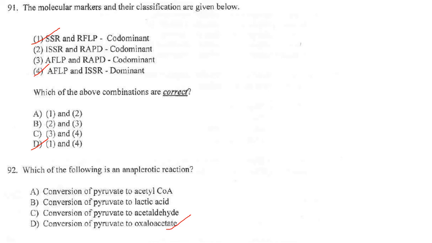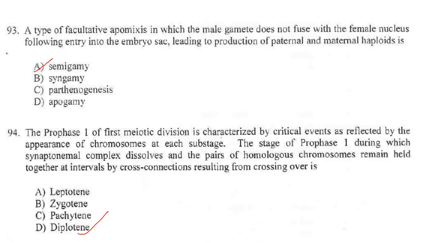Then next one. Which of the following is an anaplerotic reaction? So anaplerotic reaction is the anabolic reaction that helps to generate the intermediate compounds of the biochemical pathway. So here conversion of pyruvate to oxaloacetate is an example of anaplerotic reaction. Answer is option D.